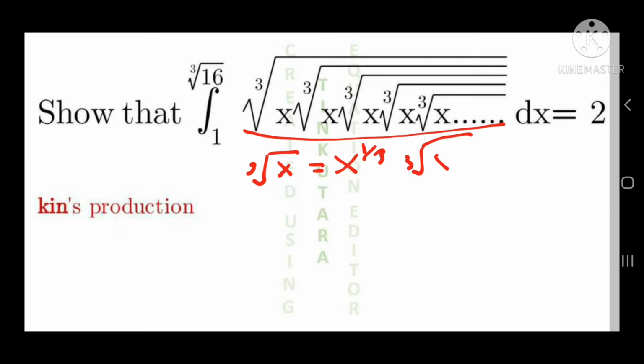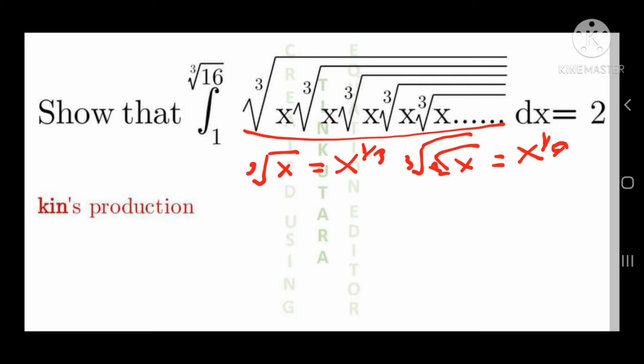a cube root of another cube root of x, which will be equal to x exponent 1 on 9, which will be 1 on 3 times 1 on 3, which is 1 on 9.